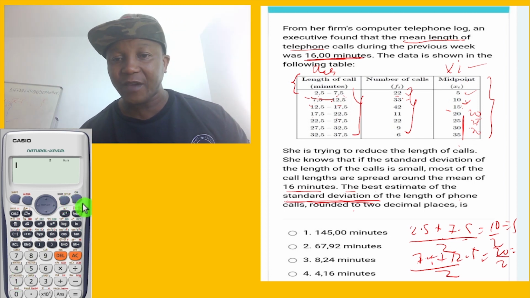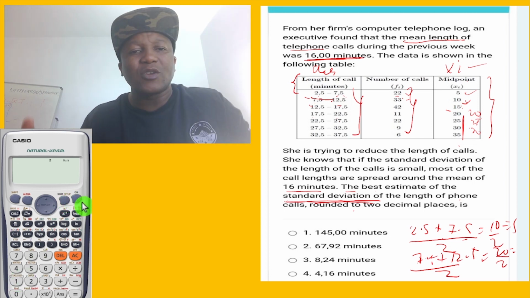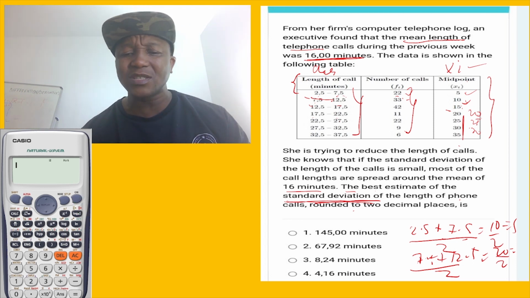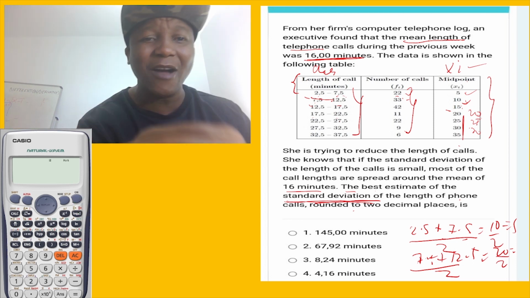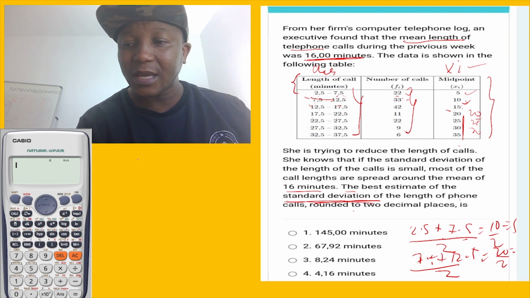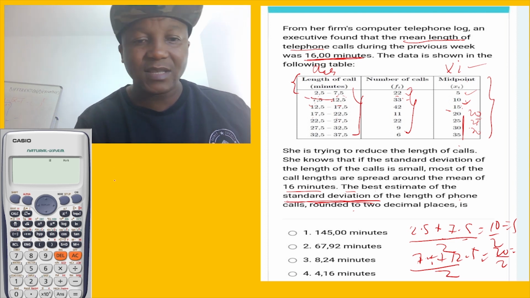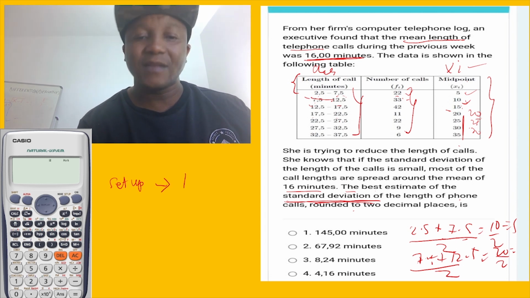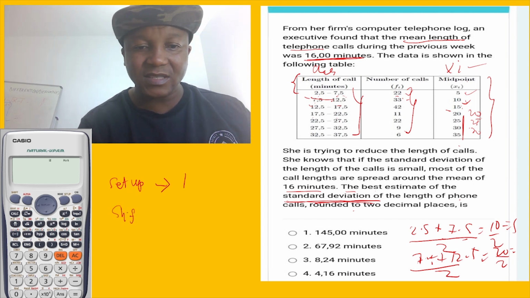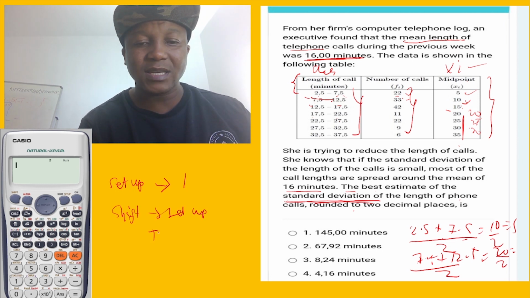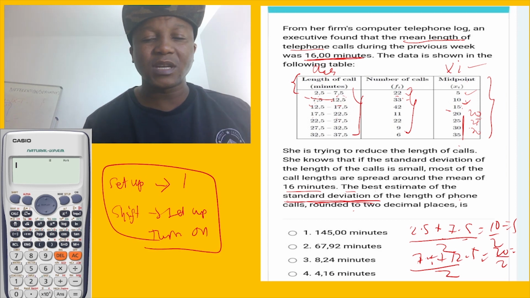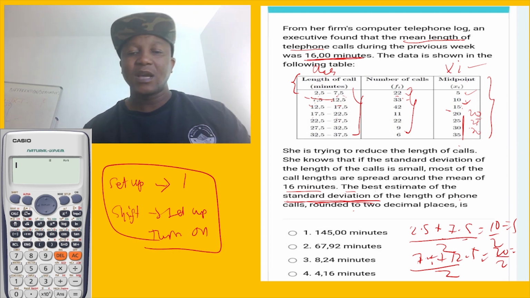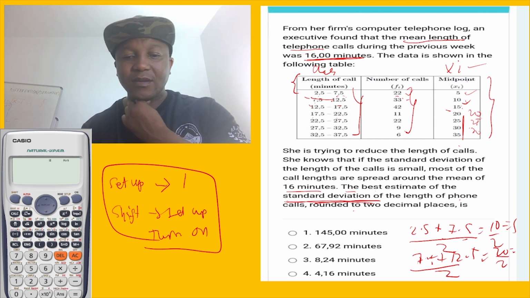Let me write down the steps for you so you're not going to forget. You click setup, and then click number 1, and after that say shift, and then setup, and then turn on. That's all, 3 steps. Now let's go through those 3 steps.